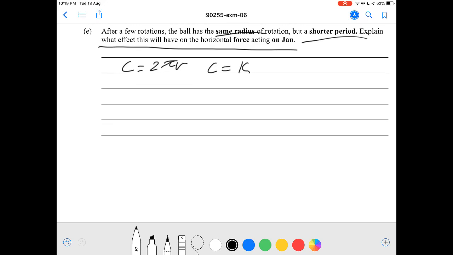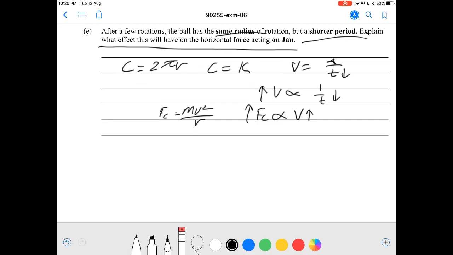However, if there's a shorter period and v equals d over t, and t has decreased, then v is proportional to 1 over t. And if it's proportional to 1 over t, then if t decreases, the velocity will increase. And if velocity increases, we link that back to Fc equals mv squared over r. If v increases, we know Fc is proportional to v, and if Fc is proportional to v and v increases, then Fc will also increase. So now all we need to do is write this onto the paper and explain it in words.